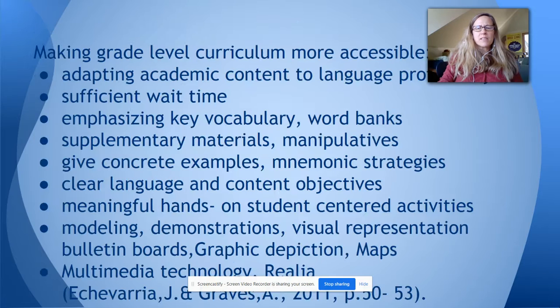So some other things, and I'm going to skip the adolescent ones, is sufficient wait time. It's going to take them longer to process that receptive language. Emphasize key vocabulary. Assume they don't have it, so help them with that. Use a lot of manipulatives and concrete examples.